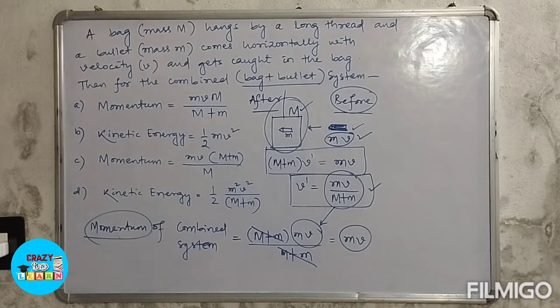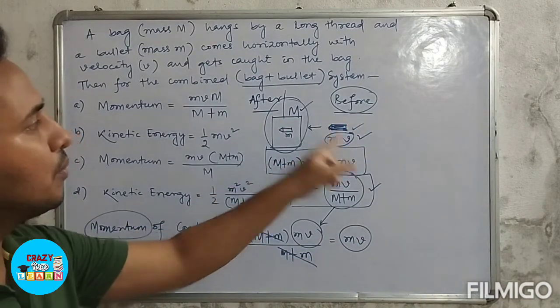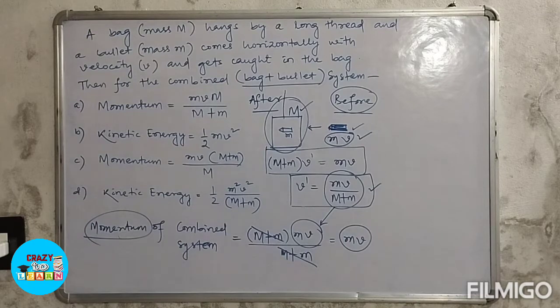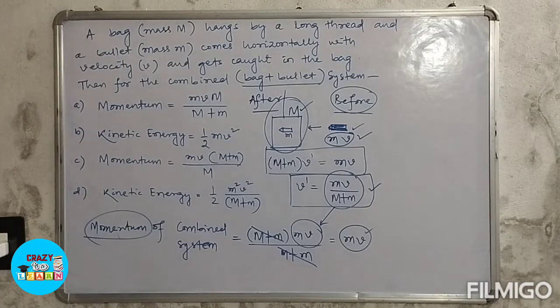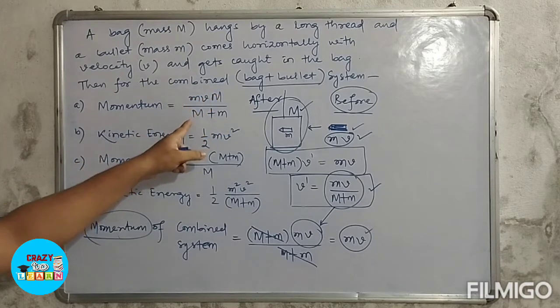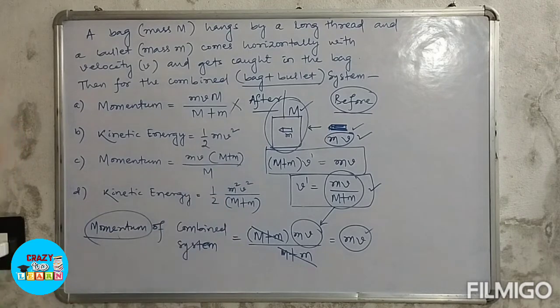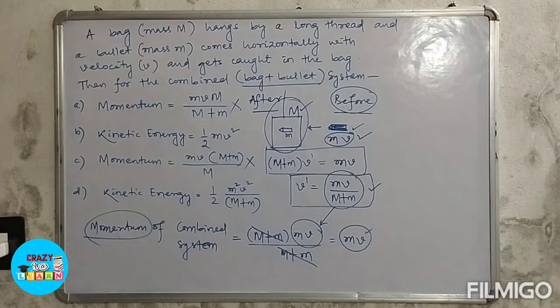Clear? Because according to the law of conservation of momentum, the momentum will be the same as before. What is the before momentum? Before momentum is small m small v. So the momentum of the combined system is also equal to small m small v. Clear? So what is written in option A? Momentum is equal to small m small v into capital M divided by capital M plus small m. So this option is wrong. And here another momentum value is given. This is also wrong. Now we will calculate the kinetic energy.